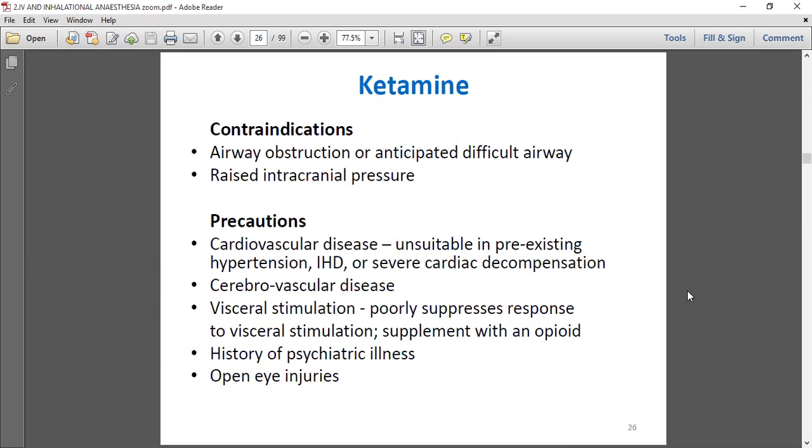So if you have increased intraocular or intracranial pressure, you give it and it increases, you can cause nerve injury. So those are absolute contraindications. But you can give with caution in cardiovascular disease, but it's unsuitable in pre-existing hypertension. Remember we said it will increase effects of epinephrine on the myocardium and also increase heart rate. It will increase the blood pressure. So if the patient already has pre-existing hypertension and you give it, the patient can end up dying to heart attack. Then ischemic heart disease or severe cardiac decompensation.